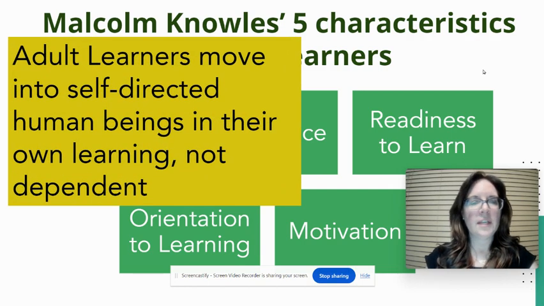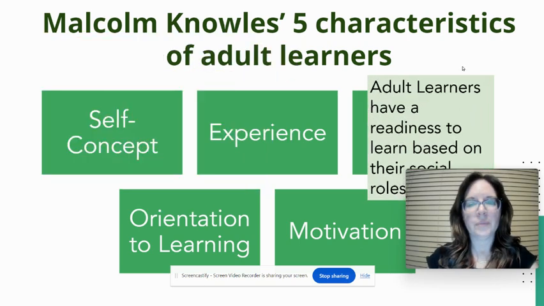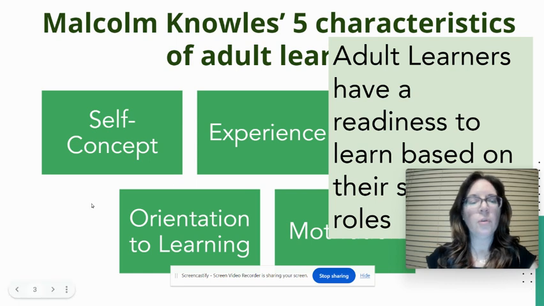The first was that adult learners are self-directed. They don't need to be led along by an instructor every step of the way. They can be more independent in how they learn. Also, adult learners are more ready to learn based on their social roles. If you're a teacher, you want to learn about good teaching. If you're in human resources, you want to learn about state laws in relation to how you hire and that kind of thing.